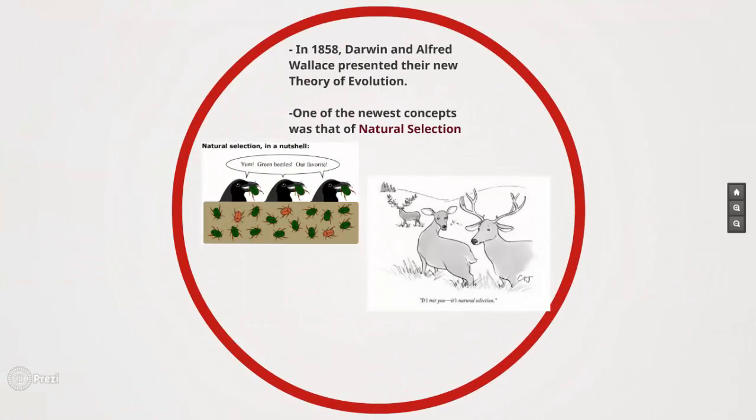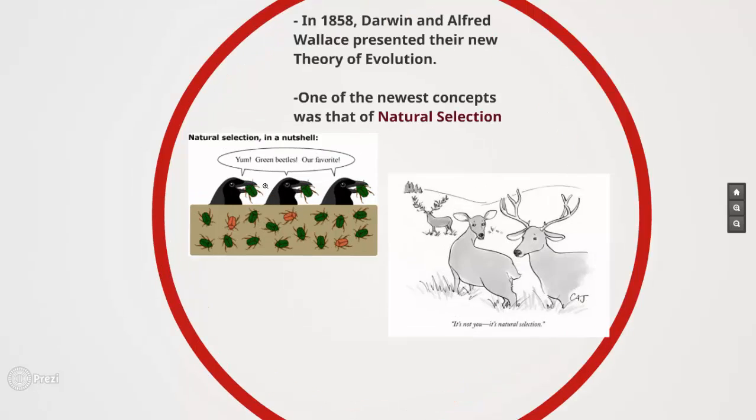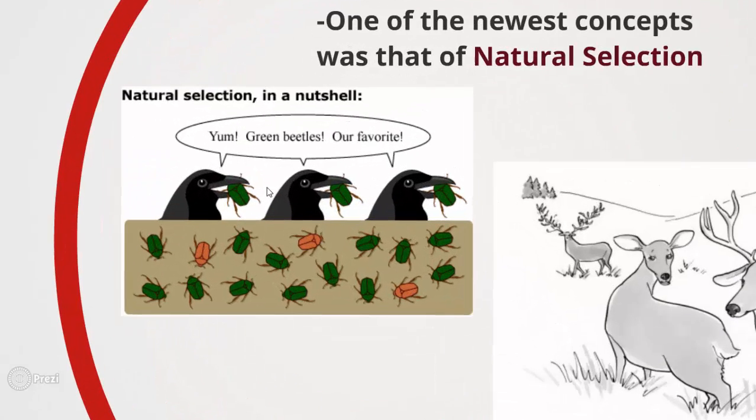In 1858, so remember Darwin went to the Galapagos in 1831, Darwin and Alfred Wallace presented their theory of evolution. And one of the newest concepts in that theory was the concept of natural selection. Okay, natural selection. Natural selection in a nutshell.